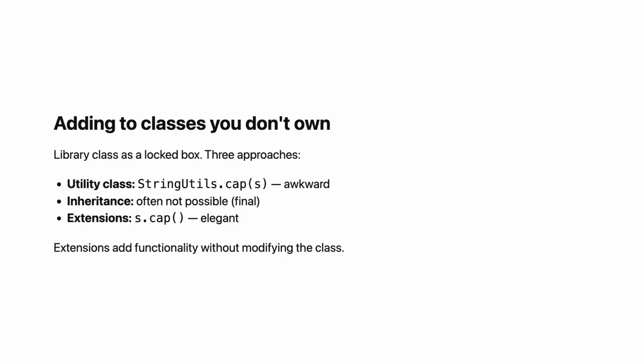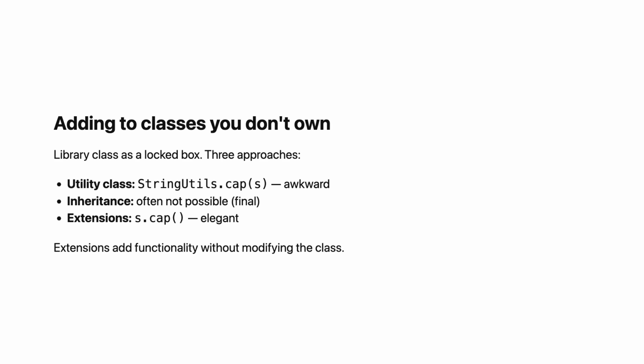You use a class from a library. It does almost what you need, but it lacks one method you want. In Java, you might create a utility class with static methods: StringUtils.capitalize(s). This works but feels awkward. The method takes the string as a parameter instead of being called on it. Inheritance might help, but only if you control instance creation, and many classes are final.